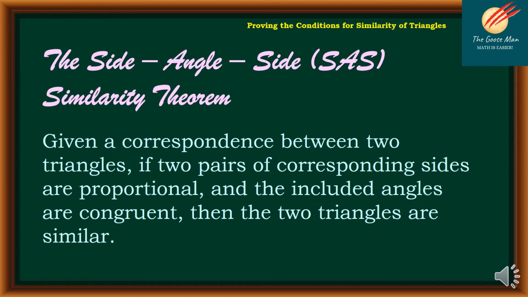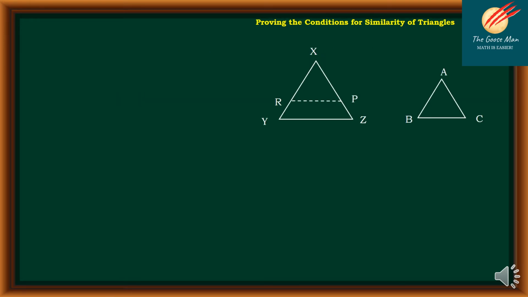The next we have is the side-angle-side, or SAS, similarity theorem. So given a correspondence between two triangles, if two pairs of corresponding sides are proportional and the included angles are congruent, then the two triangles are similar. So let's look at our illustration on the right side.